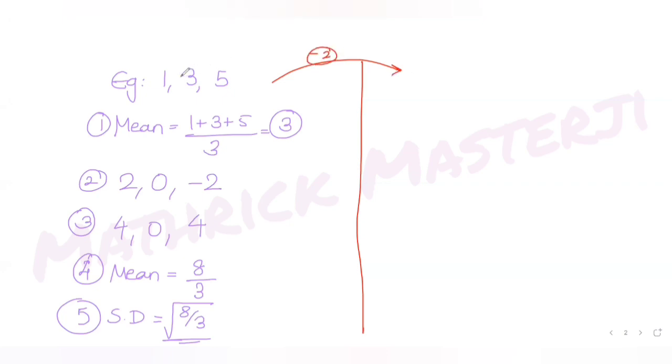So if I'm subtracting 2 from these terms, I get new terms as 1 minus 2, which is minus 1, 3 minus 2, which is basically 1, and 5 minus 2, which is 3. Now if I again apply my 5 same steps to find the standard deviation for this new list, let's see what it becomes. So mean becomes minus 1 plus 1 plus 3 divided by 3. So I get the mean as 1 because I get 3 divided by 3, which is 1.